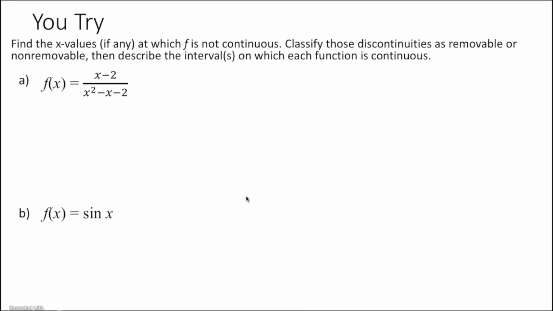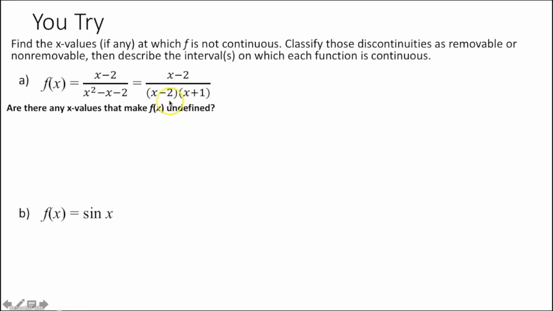Okay, so we're doing the same thing. First, we need to figure out, are there any x values that make f of x undefined? So we look here. Well, it's hard to tell what x value would cause a vertical asymptote down here, to cause the denominator to equal 0. So what we do is we factor this and see if anything cancels out. So this factors into x minus 2 times x plus 1. And you see that the x minus 2's cancel out. We are left with 1 over x plus 1.